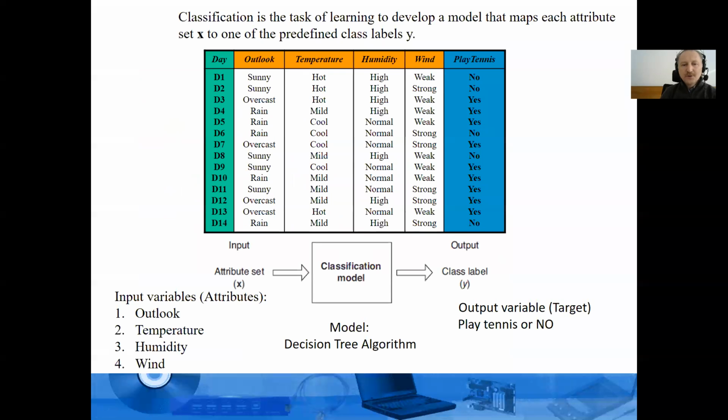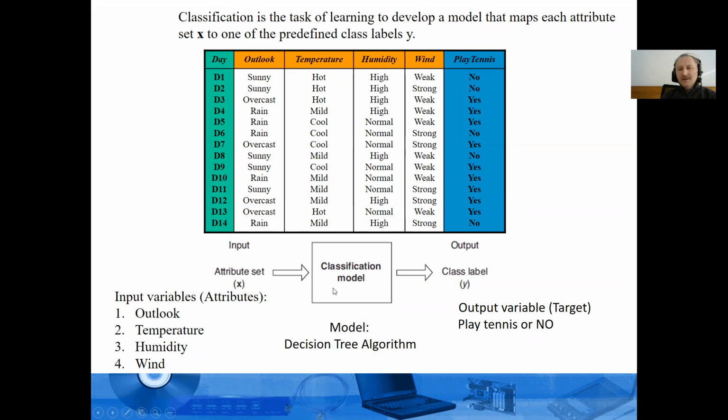And then we want to develop one classification machine learning or data mining model. In our model, how many inputs do we have? We have 4 columns: 1, 2, 3, 4. Our inputs are outlook, temperature, humidity, and wind.